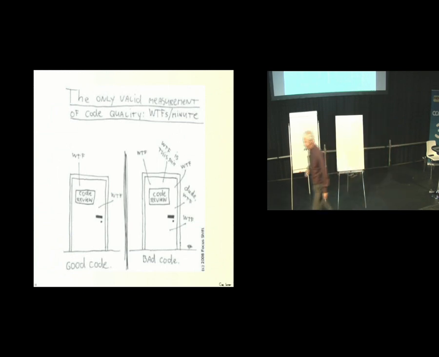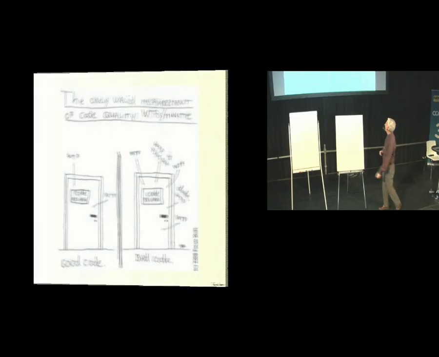Where is the real architectural quality? This is a wonderful diagram by Bob Martin. The only valid measure of code quality is what the fucks per minute. Good code review: what the fuck? Bad code: what the fuck? What is this shit? And that is so true. So really, architectural quality is measured in what the fucks per minute with respect to your source code.